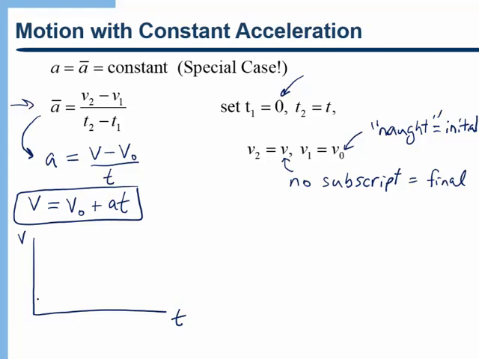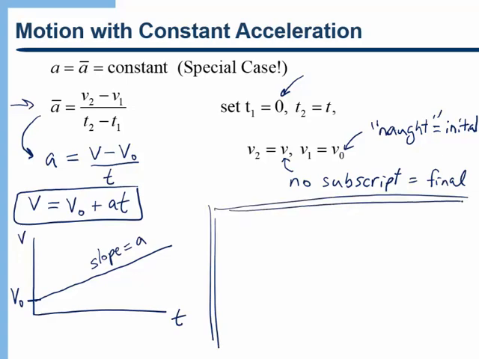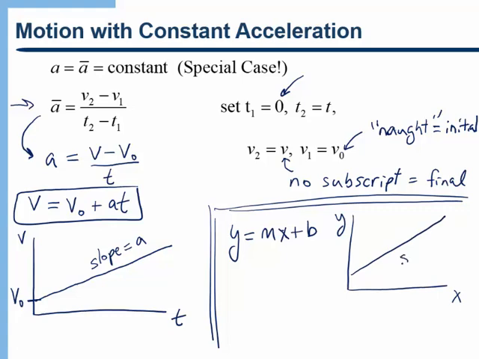Well, hopefully what you said is I would get a straight line with a slope equal to a and with a y-intercept equal to v naught. In other words, what you want to notice here is that this is just an example of what you've learned in math as y equals mx plus b. In other words, if you plot y versus x, you get a slope of m and a y-intercept of b.